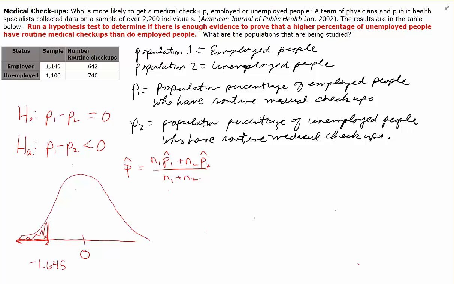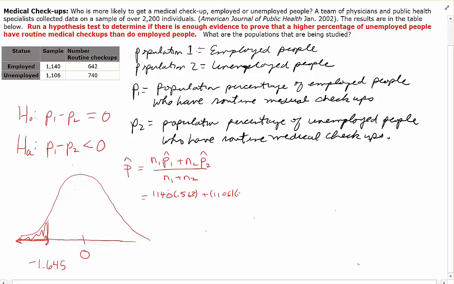Now when I put the values in, I get 1,140 times 0.563 plus 1,106 times 0.669, and then divided by the total of the sample sizes, 1,140 plus 1,106. This gives me 0.6152. And then I'm going to use that in my standard deviation formula.